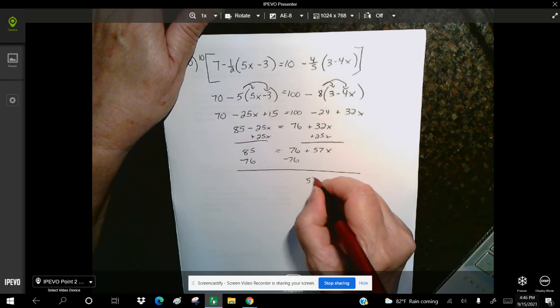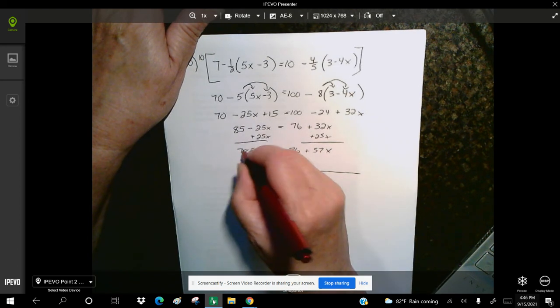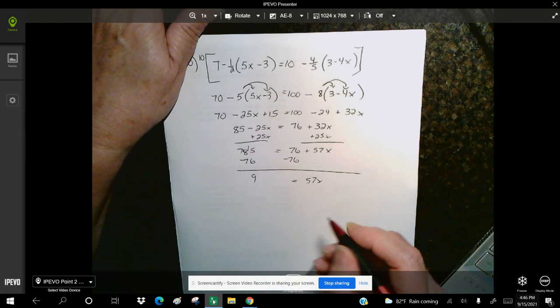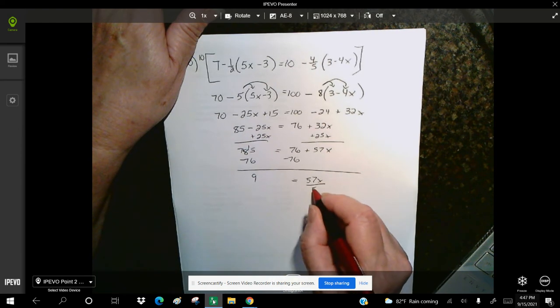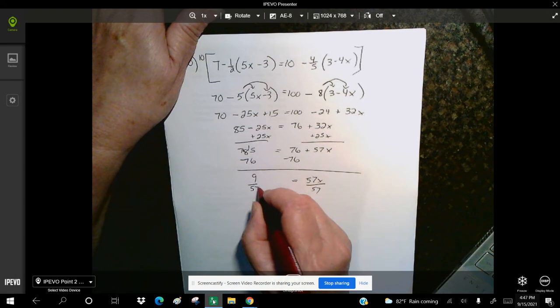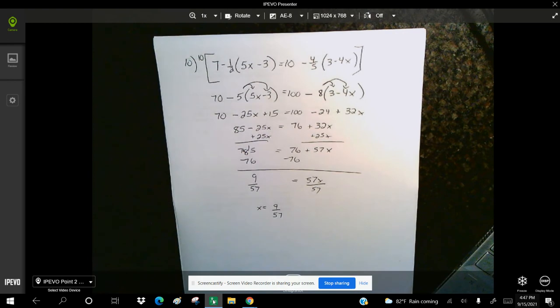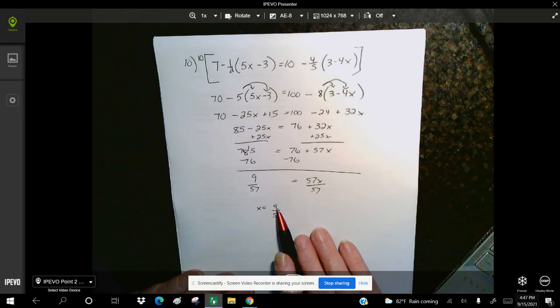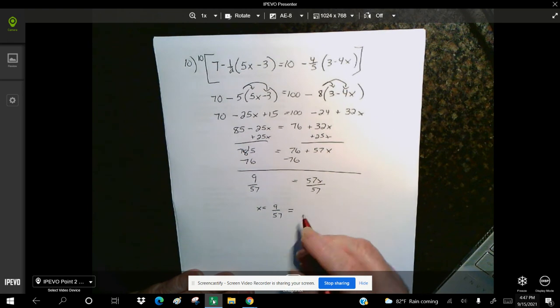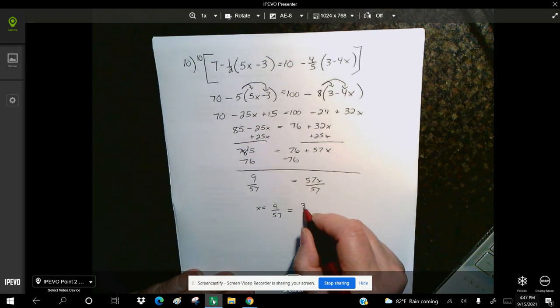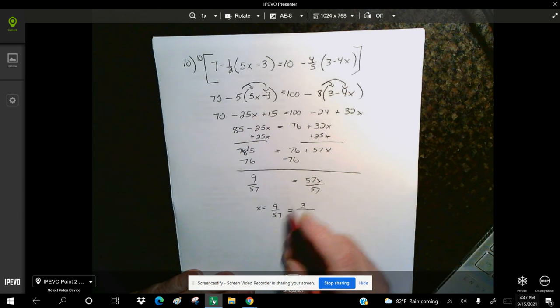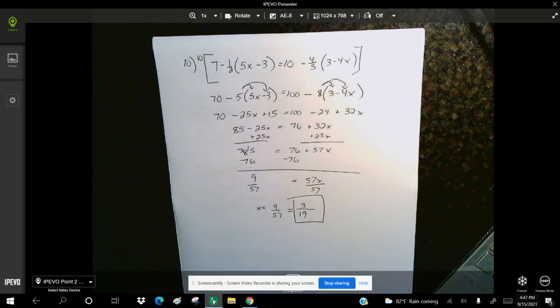And I'm going to get 57x equals 9. If I divide by 57, I'm going to get x equals 9 over 57. But I have to look at this fraction and see if I can reduce it. Well, it looks like I can divide by 3. So 3 goes into 9 3 times. 3 goes into 57 19 times, so that'll be 19. So my final answer is x is 3 over 19.